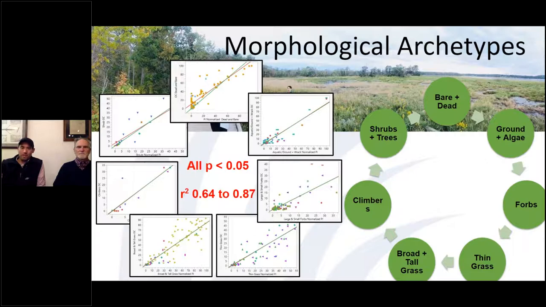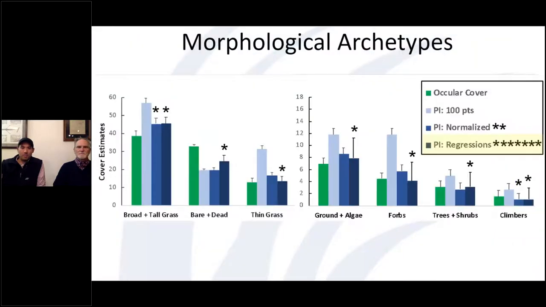And the last slide I have is some of the results. So just to orient you to this graph, the y-axis is just cover, and the x-axis is all the different morphological archetypes. And the green is the ocular cover, which we're trying to get our point intercept closer to, and all the blue shades are the different methods. Note that the dark blue method, the black-toothed bars, is the method using the regressions and morphological archetypes, and it was, in every instance, the closest to ocular cover.